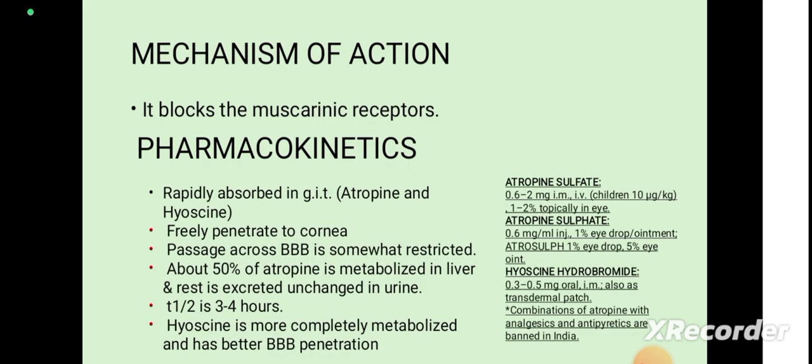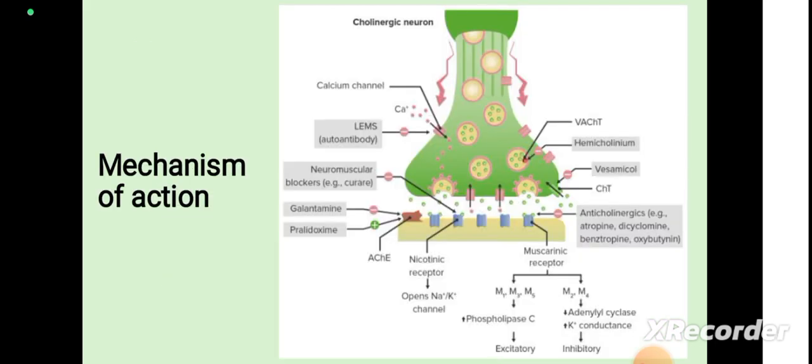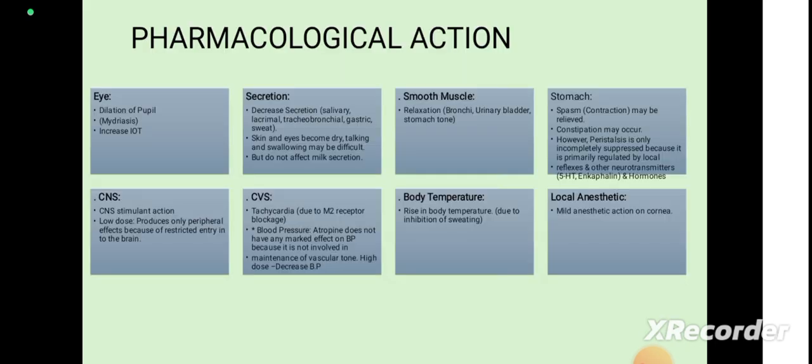Now we come back to the last slide where we are talking about the pharmacokinetics. So before the pharmacokinetics, let's talk about the pharmacological actions. Here I have given it in 8 things. One is eye, another is CNS, then we have secretion, then smooth muscle, one of which is stomach, then body temperature, local anesthetic action, then cardiovascular system. So one by one, let's see all of them.